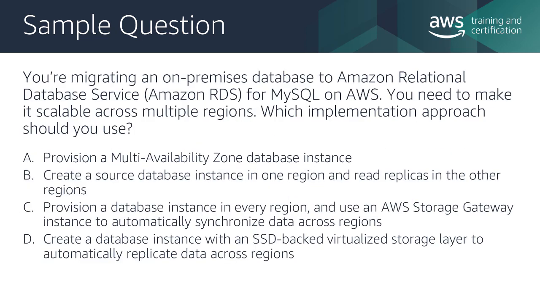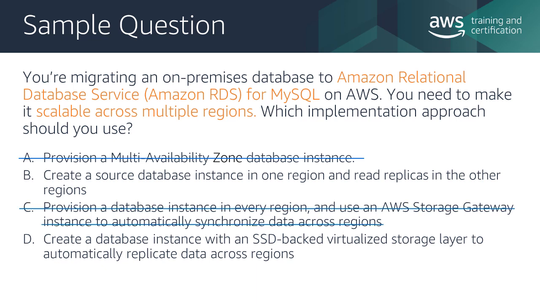Next question. Migrating an on-premises database to RDS for MySQL, you want to make it scalable across multiple regions. Which implementation choice do you use? Well, let's start by eliminating options, and immediately I'm going to eliminate option A, provision a multi-AZ database instance. That's a good suggestion, and that certainly increases availability. It doesn't increase scalability, and it doesn't do it across multiple regions. So nice, but no help at all.